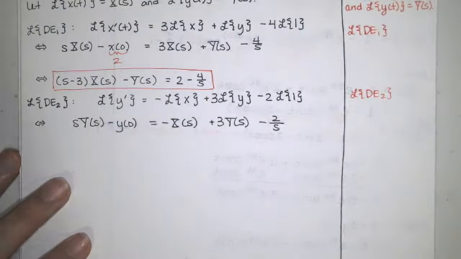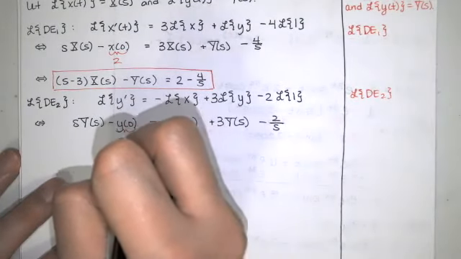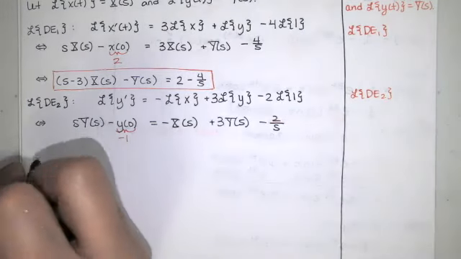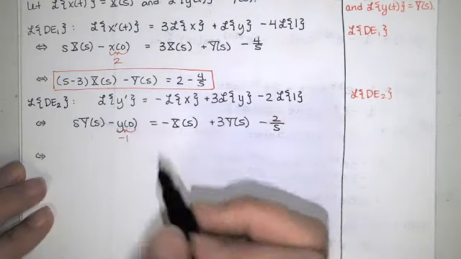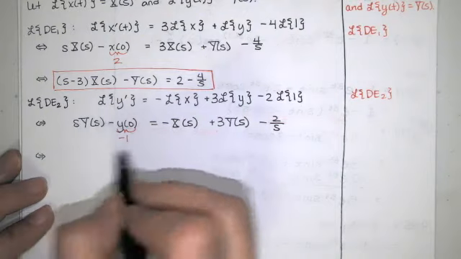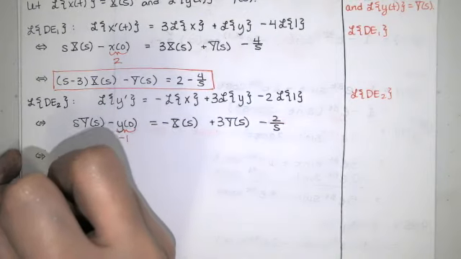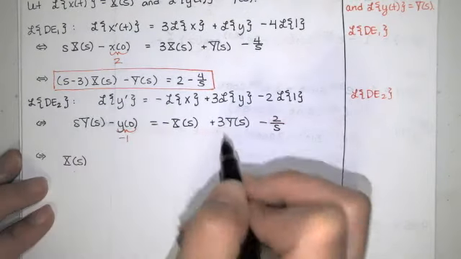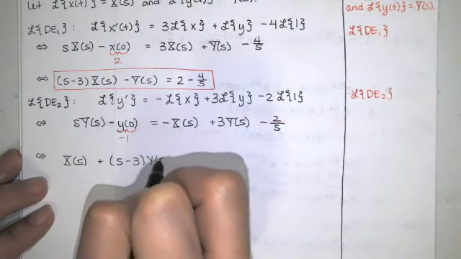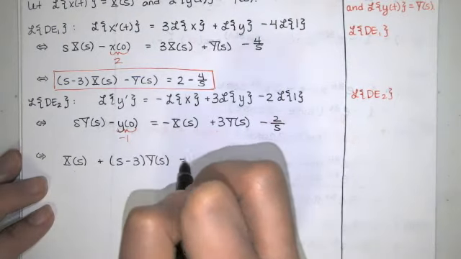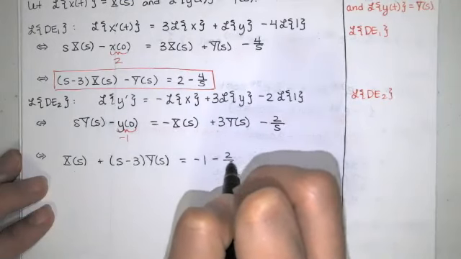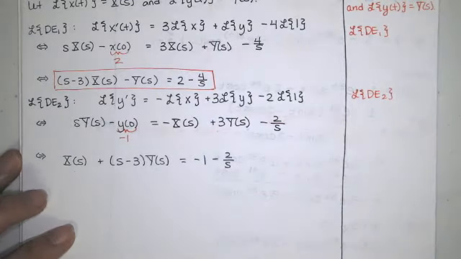And then we want to use our initial condition. So y of 0 is -1. Then if I rearrange this equation, I could add the X of s to both sides to get all the x's on this side and subtract 3 times Y of s from both sides and factor out the Y of s. And this is a plus 1 on the left-hand side, so I'd like to subtract it from both sides. We end up here.